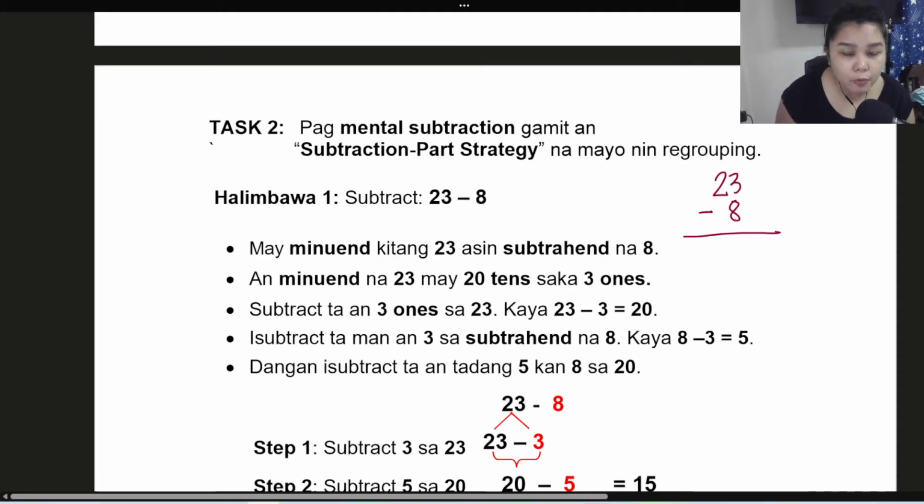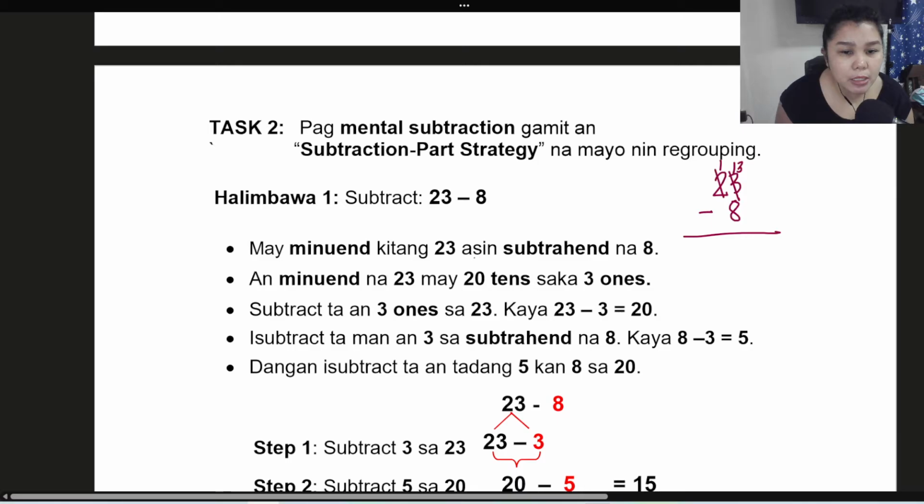It needs regrouping. Pero, there's another kung gusto nyo magganyan-ganyan, halimbawa 3, 13, ito 1. So, medyo mahaba pa ano. So, there is another technique. So, let's look at the steps.